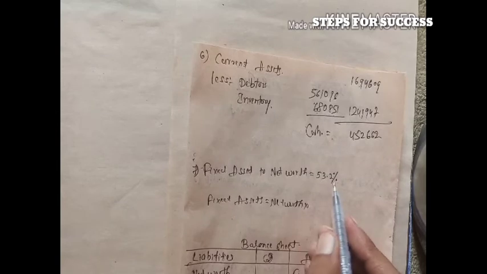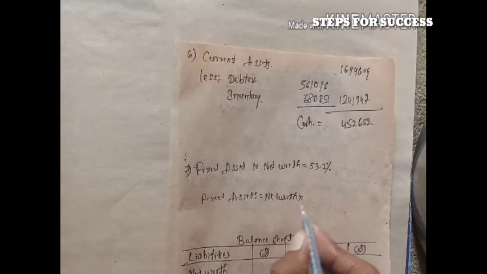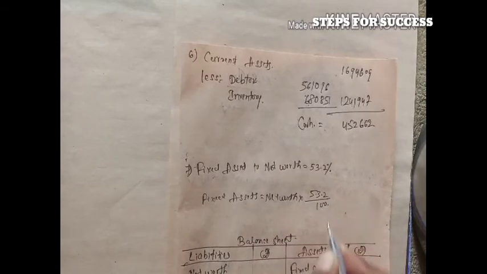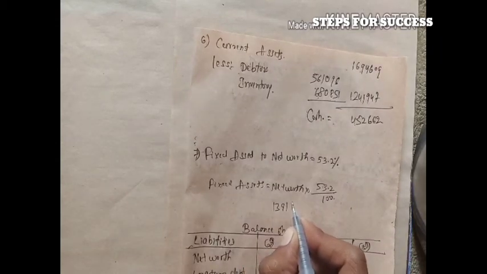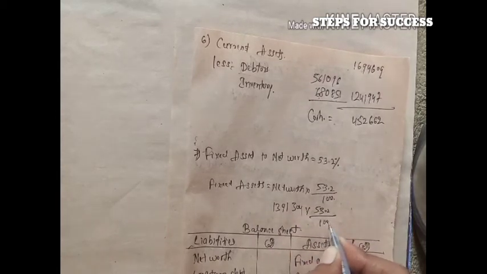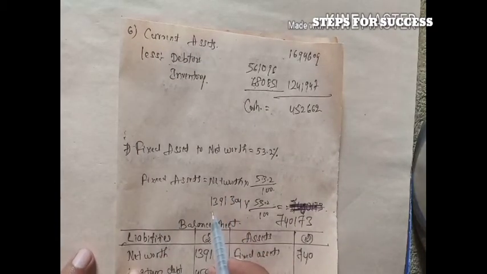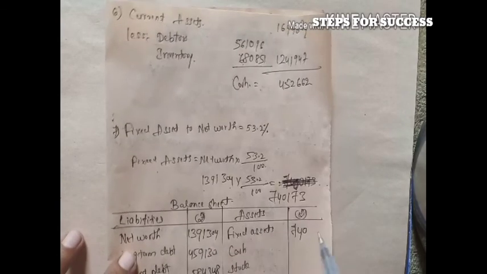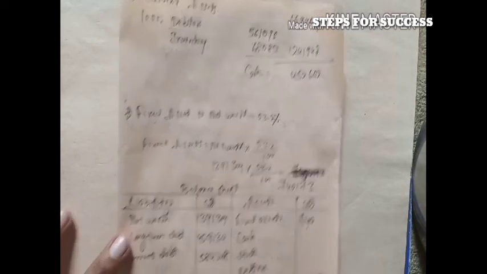Next, fixed asset to net worth given in the question is 53.2%. Net worth is 13,91,304 into 53.2 on 100. So the fixed asset is 7,40,173.